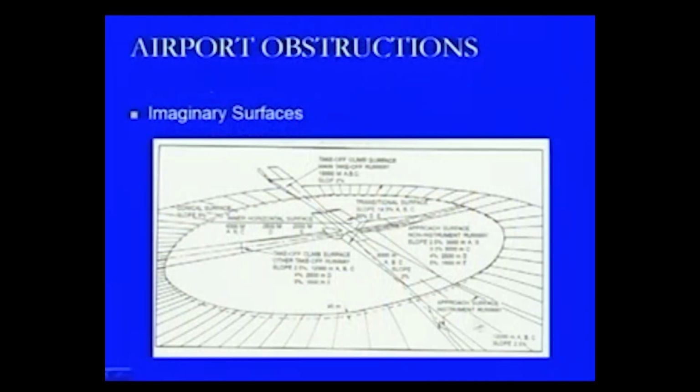This is the overall view of the same airport, that is, the runway strip being provided, and this is how things are changing. If you go in this direction, we can see this is the approach surface, instrument condition, whereas this is the takeoff climb condition.